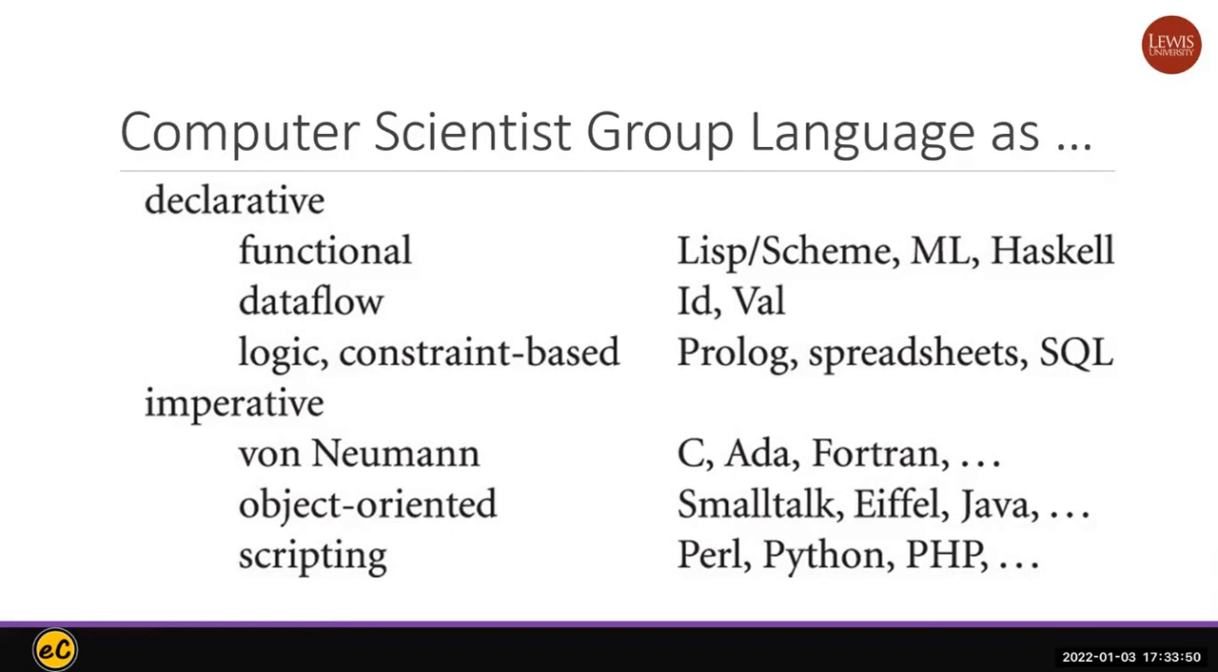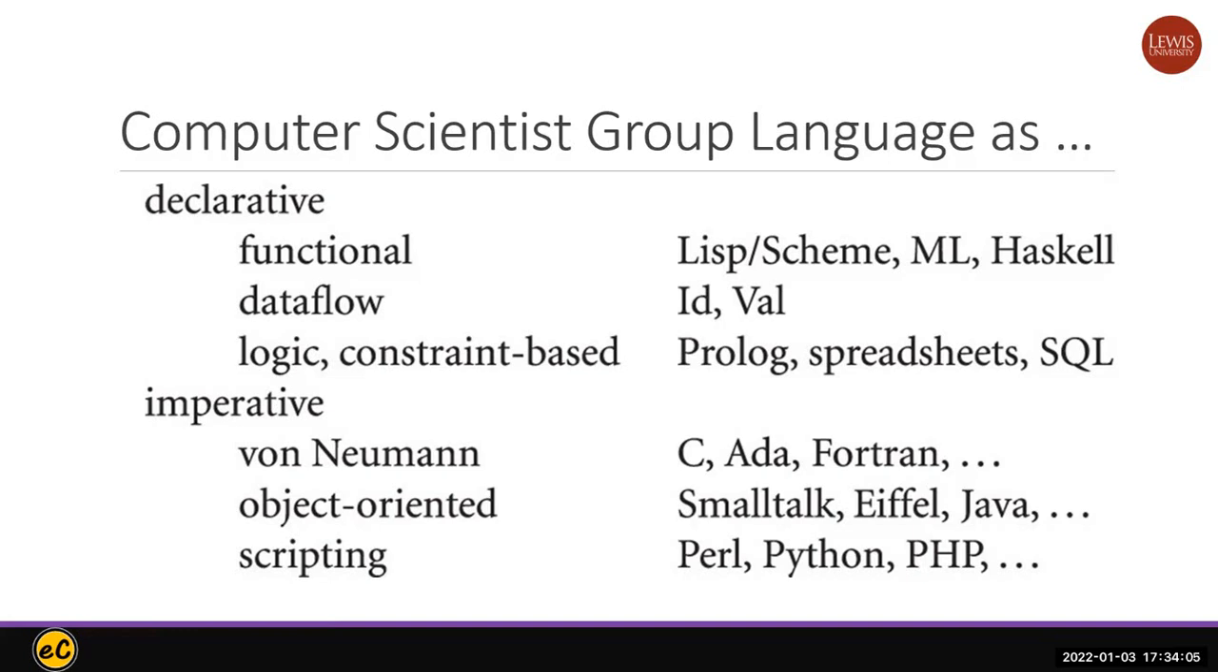It is an object-oriented programming language on top of the von Neumann machine. And we have Java, C#, and also Smalltalk. These are the object-oriented programming languages.